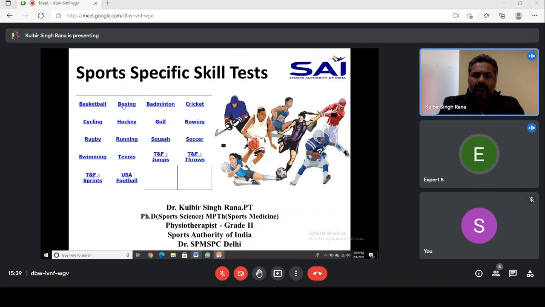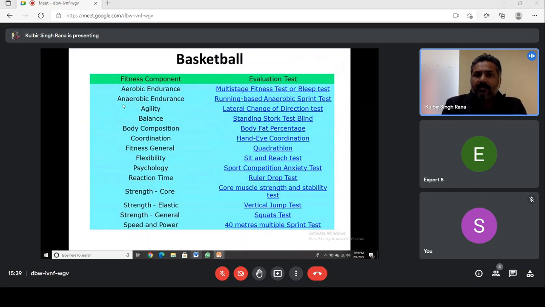Okay, so coming to the tests sport-wise, we'll discuss a few sports, right? Not every sport we can cover because there are n number of sports played. So basically, you have to see the fitness component first. What does basketball have? We'll require aerobic endurance in basketball. Anaerobic endurance also will be required. Agility, balance, body composition will be seen, right? Coordination, fitness in general. When we talk about fitness, all the above parameters are a part of fitness only, right?